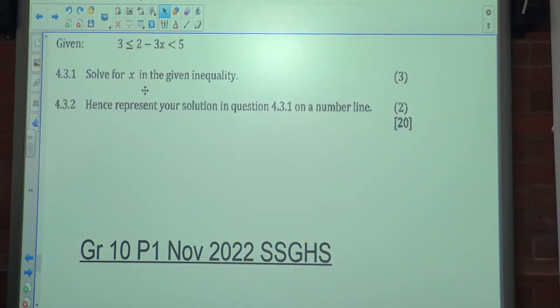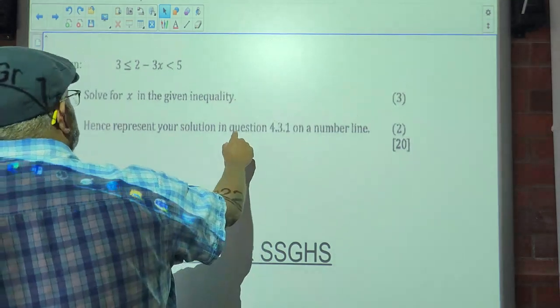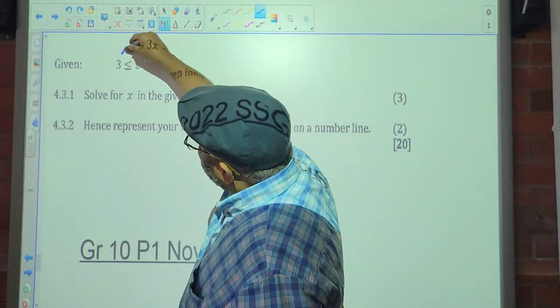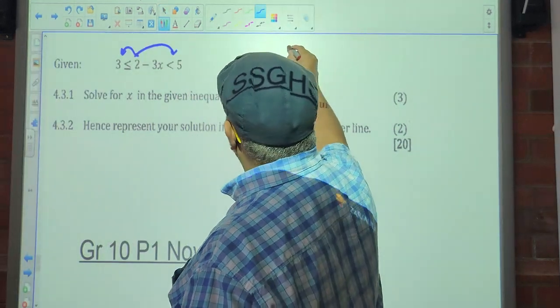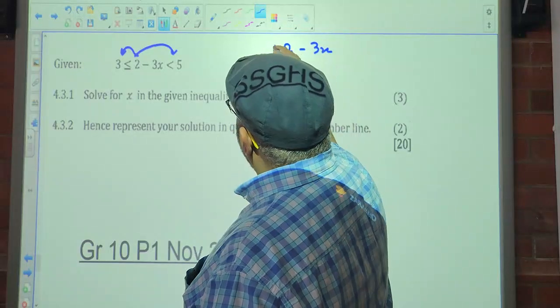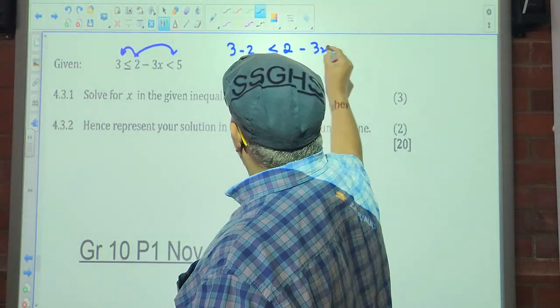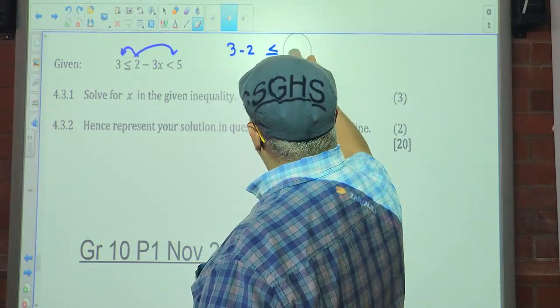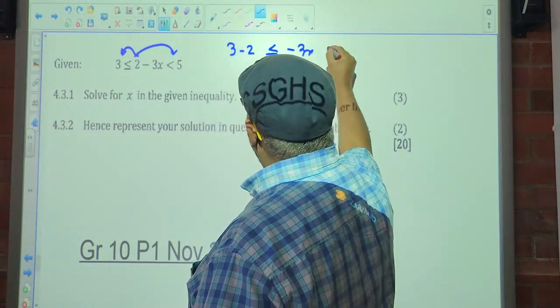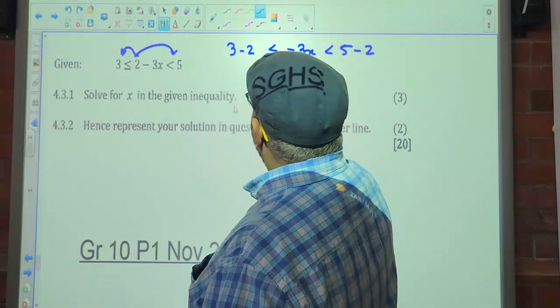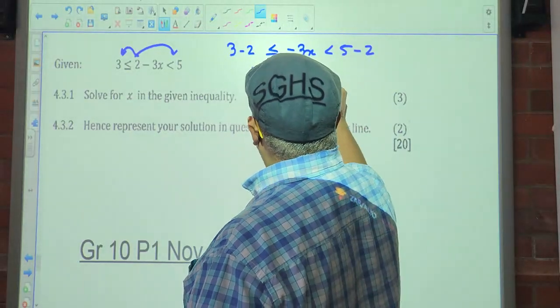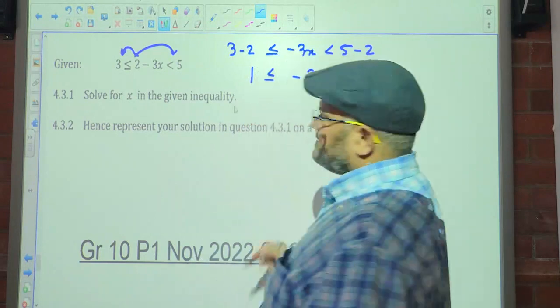4.3. Given 2 minus 3x has to be greater than or equal to 3, but less than 5. Solve for x in the given inequality. So what do I do first? Minus 2 both sides. So it's 2 minus 3x must be greater than or equal to 3 minus 2. Sorry, I must get rid of that 2. But less than 5 minus 2. So that's going to give you 1 and 3. So what do I do now?